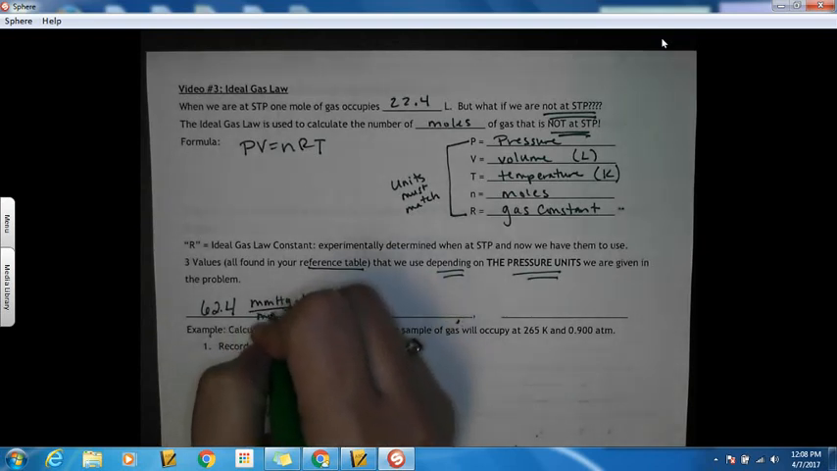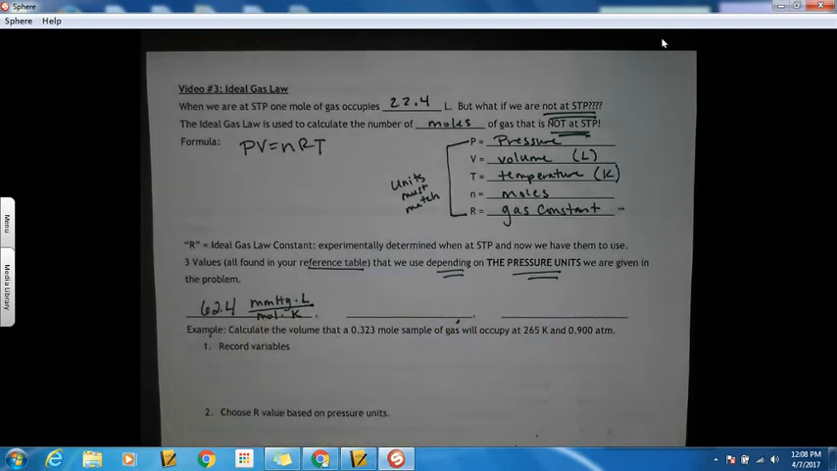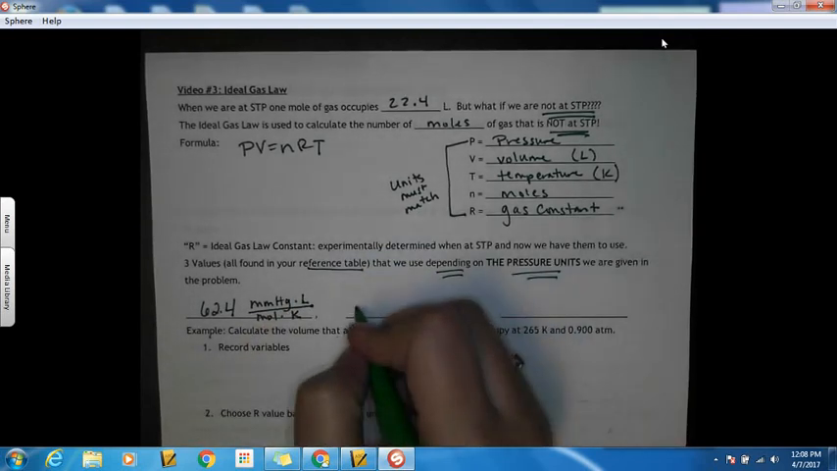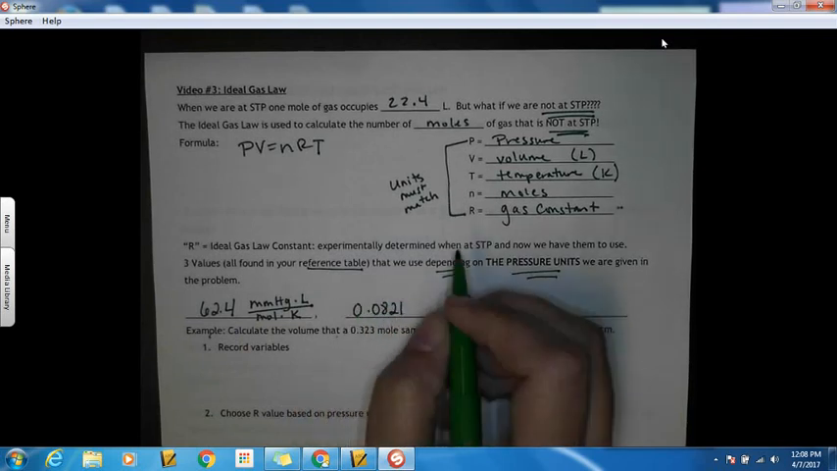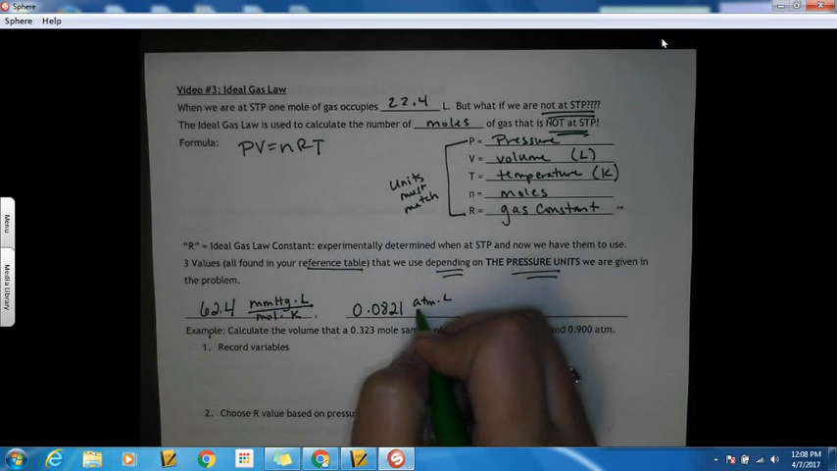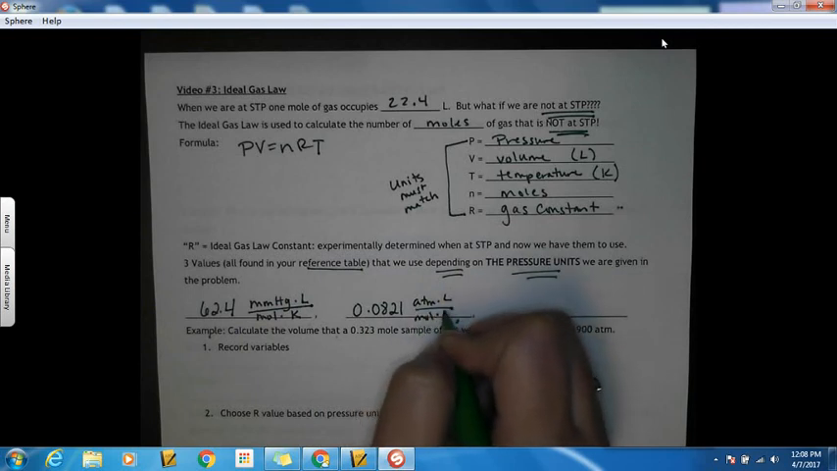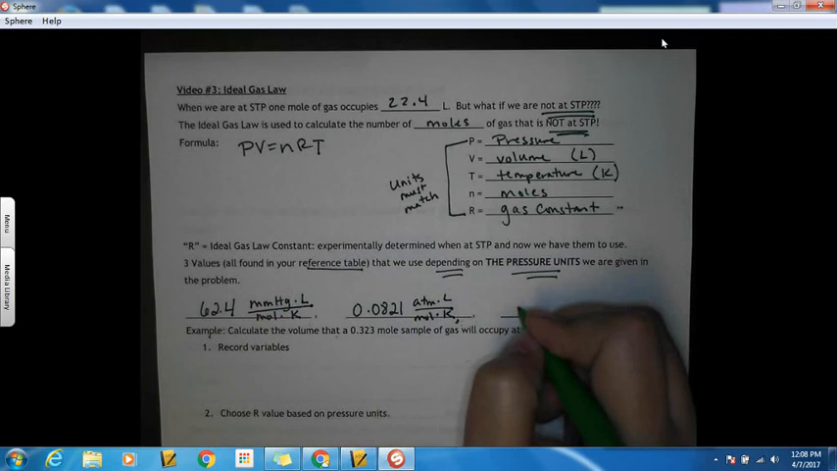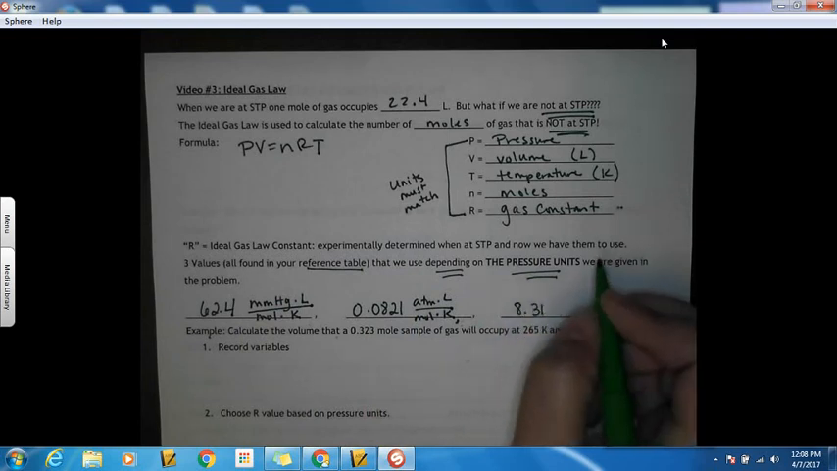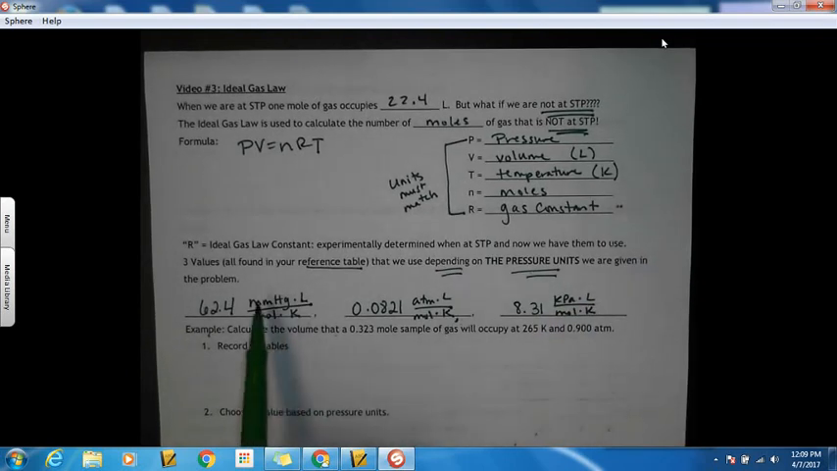We also have 0.0821, and that's atmospheres times liters over moles times Kelvin. And then we have 8.31, which is kilopascals times liters over moles times Kelvin. So if we have a problem where we're given pressure in millimeters of mercury, we would have to use this value for R. If we're given our unit of pressure in atmospheres, we would use this one. And if we're given kilopascals, we would use this one. Okay?